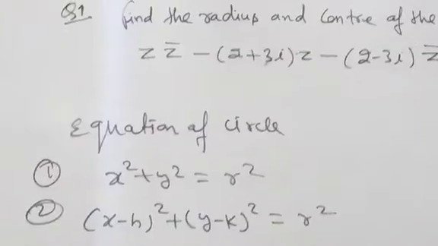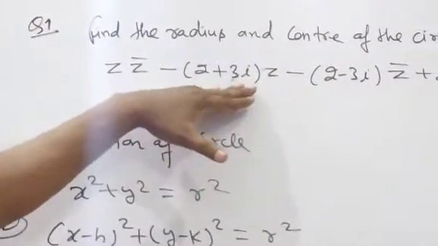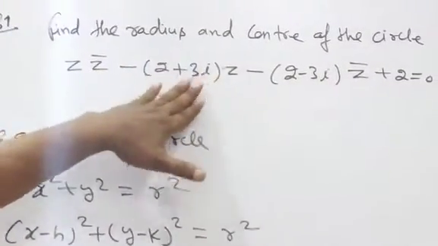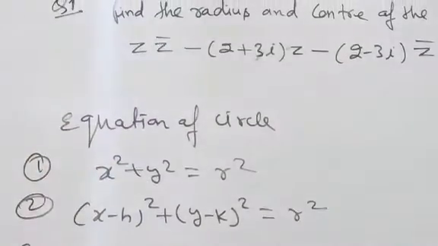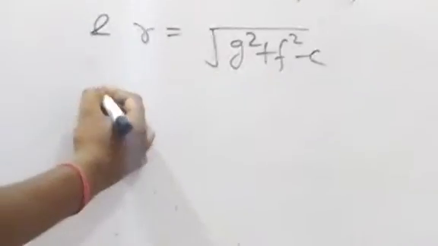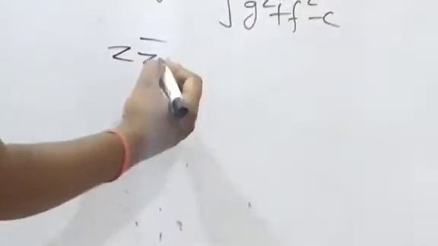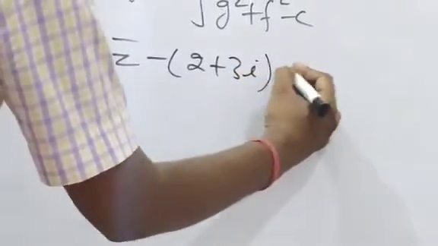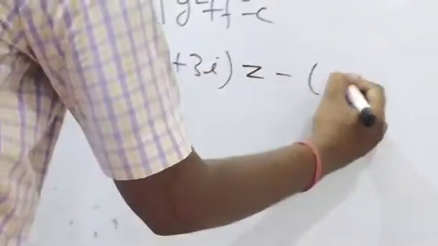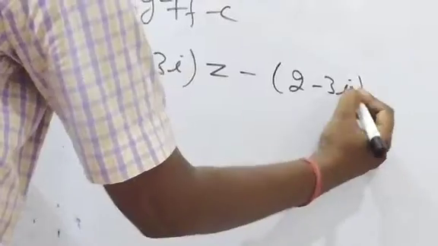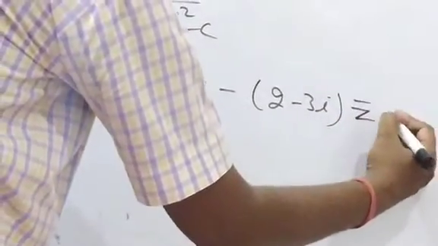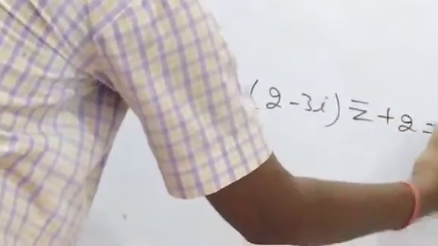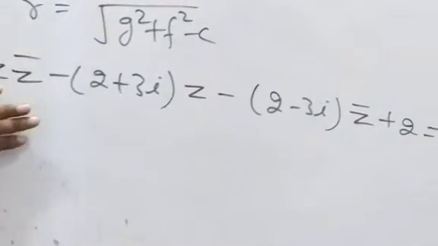First of all, we are going to find the radius of the given complex number. Now here, z bar minus 2 plus 3i into z minus 2 minus 3i into z bar plus 2 is equal to 0. Clear? Now this is the question here.